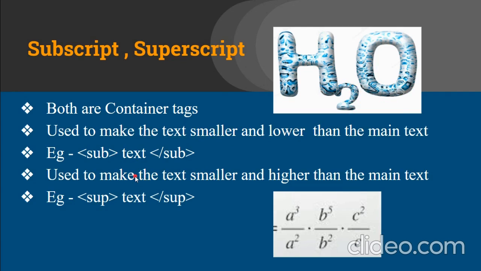Next is superscript. What is superscript? In a subscript, the text appears smaller and lower. In the superscript, the text appears smaller but higher. A cube, b to the power 5, c to the power 2, c squared. All these are superscript. 3, 5, 2, all these are superscripts. Understood?